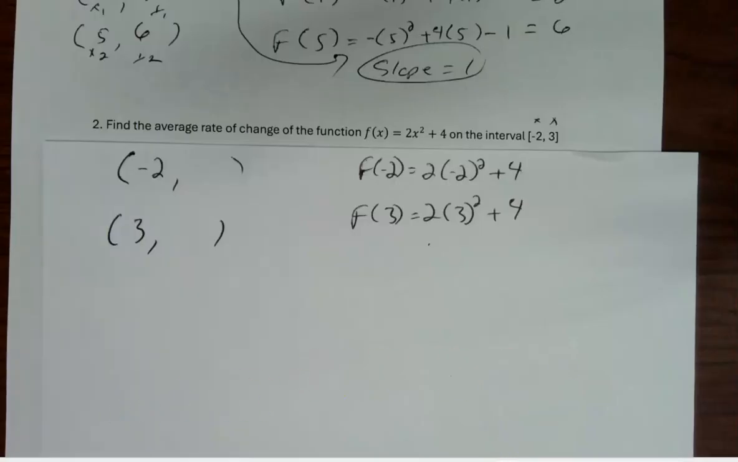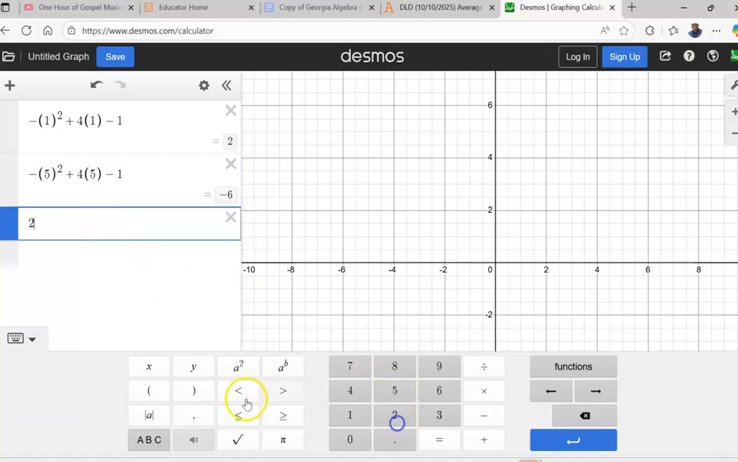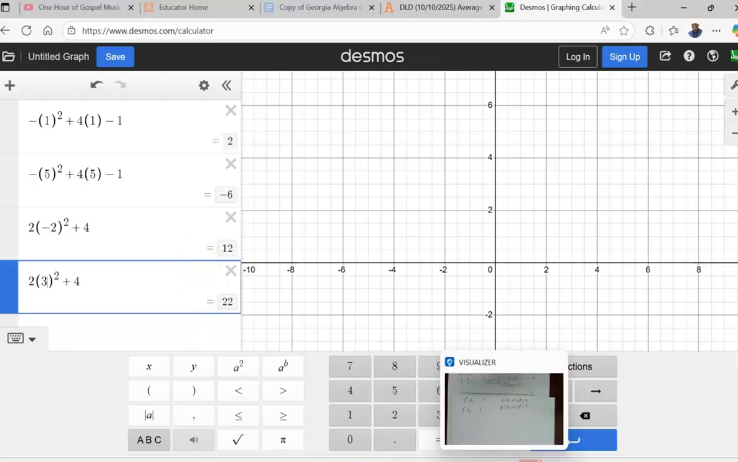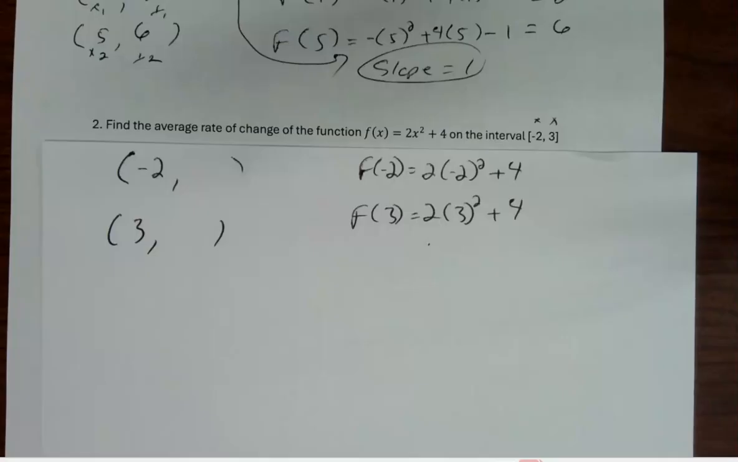Going back into Desmos, I'm just going to type in 2, and then it's going to be times negative 2 squared plus 4. So that's the output at negative 2. We'll copy it and replace the negative 2 with 3. The other output is 22. So the outputs are 12 and 22. So the first output is 12.